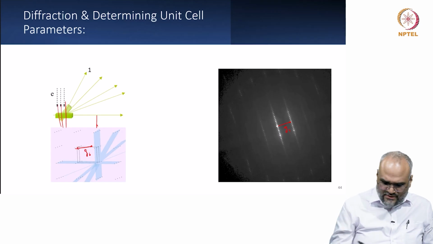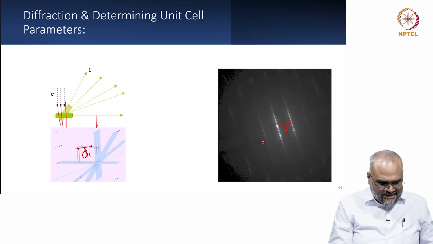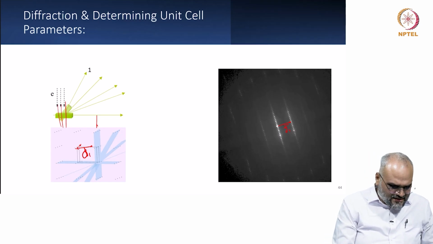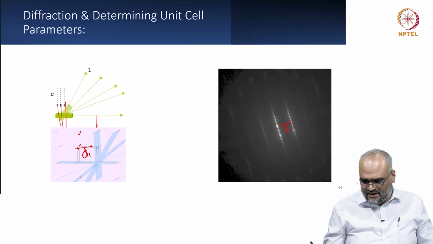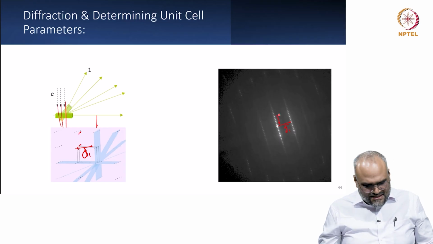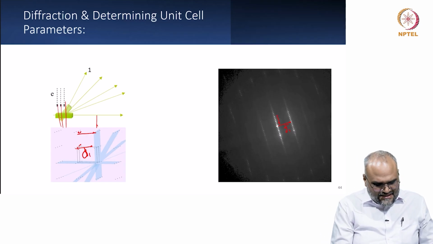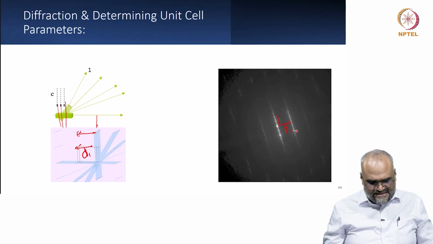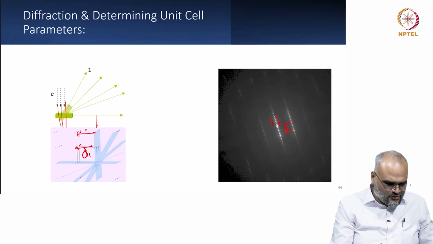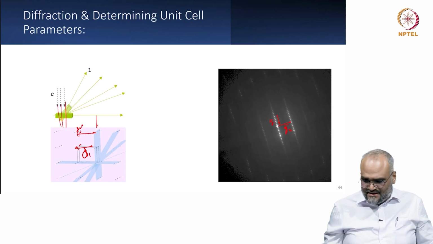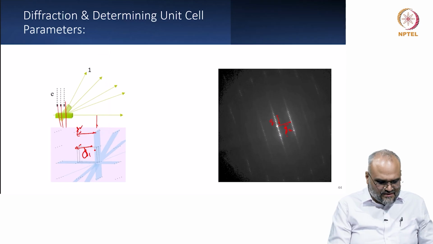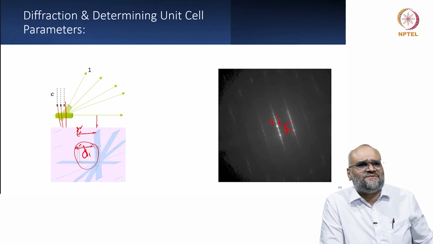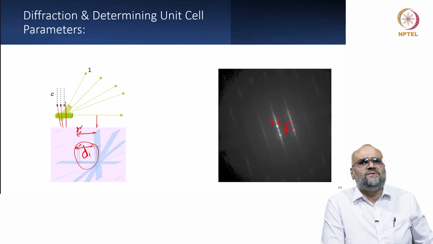So if I call this D1, the reciprocal vector G1 corresponds to this distance, and this distance you see here now corresponds to this distance. In fact, this separation here is larger and this separation is actually smaller. So you can say that this is G1 now and this is G2, or this can be D2, where G2 and G1 correspond to the reciprocal lattice vectors of these planes D1 and D2.